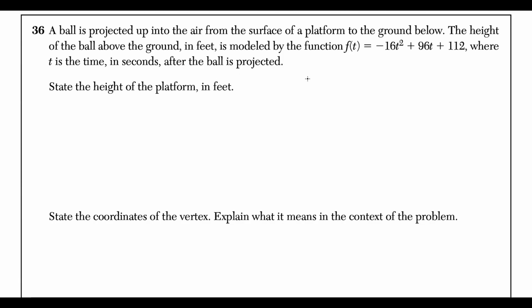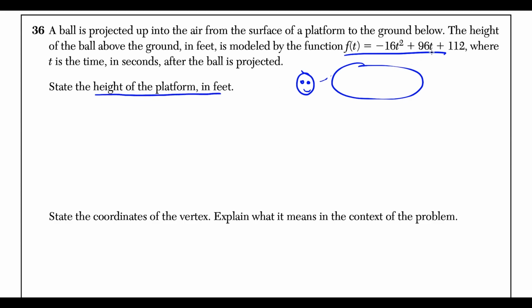Question 36, we have a ball that is projected in the air from the surface of a platform, and they give us an equation to model the path of the ball here. What I think about for questions like this is, first off, they want us to find the height of the platform in feet. So this quadratic equation, if we treat it as a real world scenario, is going to model the path of the ball from the moment it's launched. So it's going to take on this kind of shape if we were to type this in the calculator.